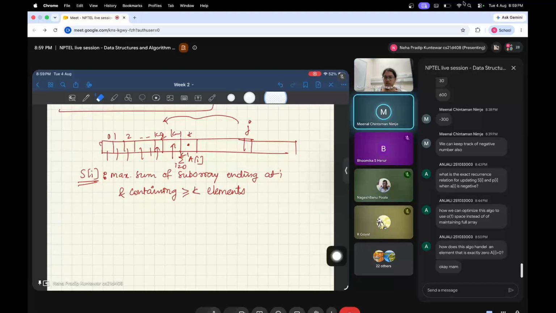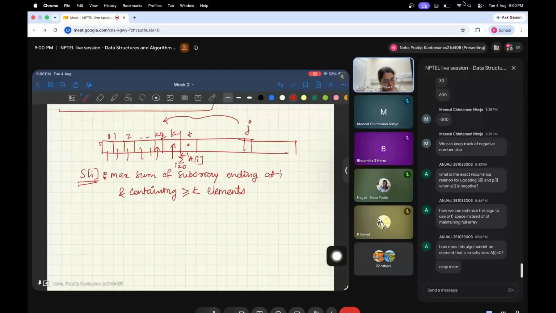We'll have maximum sum till i minus k, and then we'll separate it and take maximum. What is i here? So you want to find maximum sum of i, so you'll find i minus k. Is that what you're saying?